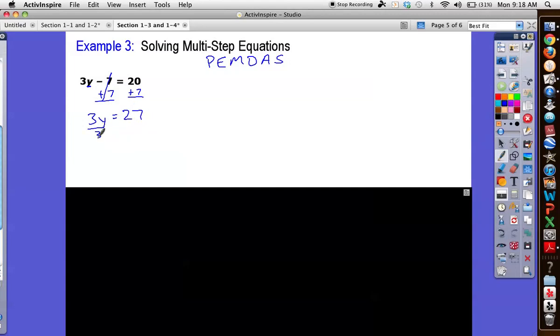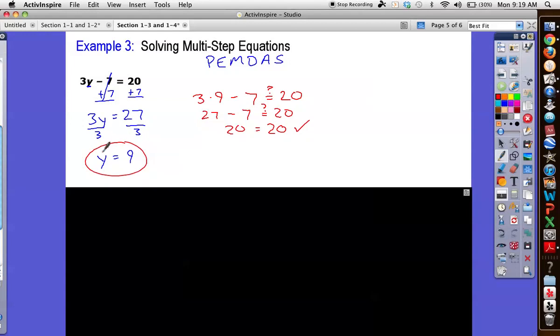So what does one group of y equal? That's 9. Again, no reason to get these wrong if we now go back and do a check step. 3 times 9 minus 7 equals 20. Let's see if that works. 3 times 9. Now we are doing order of operations because now we're actually multiplying. Notice I'm not done here. I still need to do 27 minus 7 is 20. And it checks out. This is a correct solution.